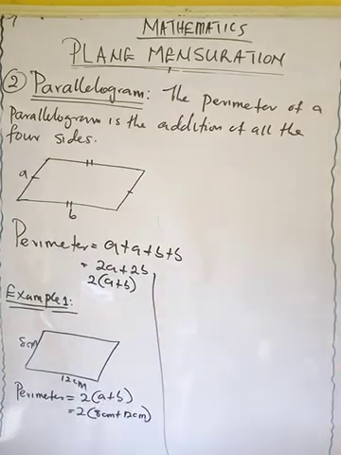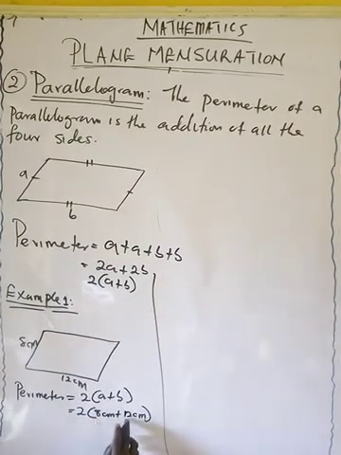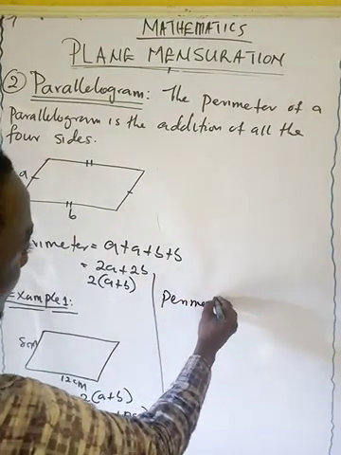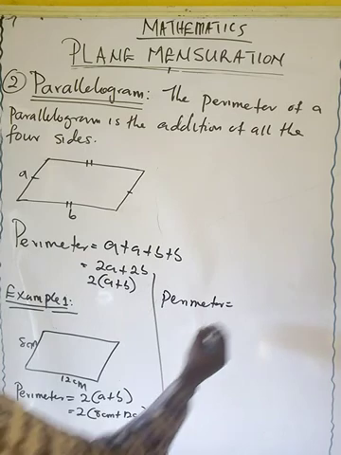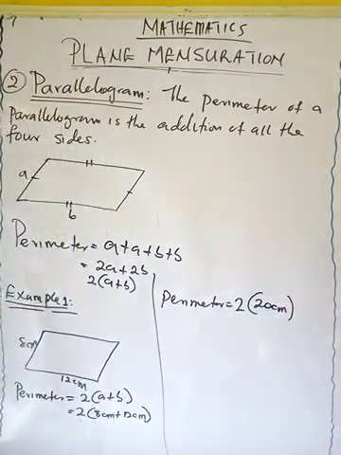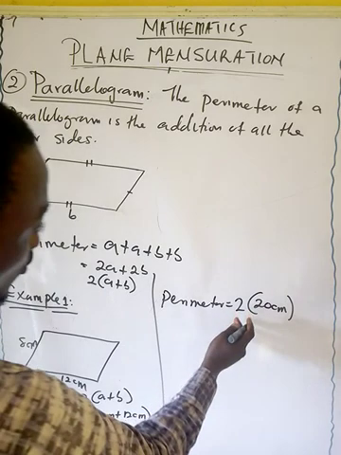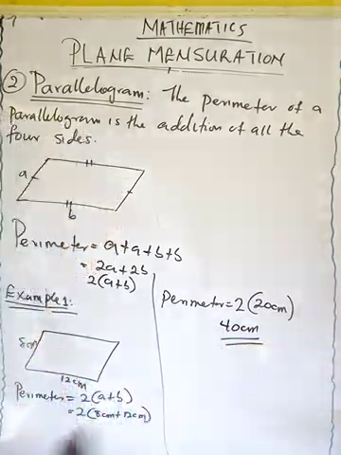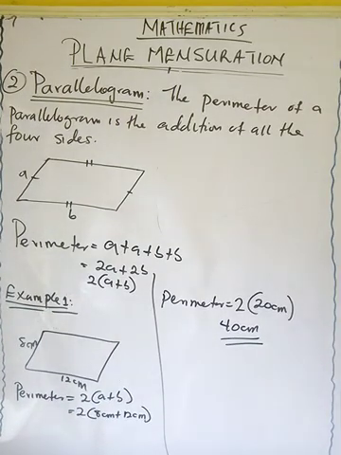So from here, what we have is 2 times 8 plus 12, our perimeter. 8 plus 12 is what? 20 centimeter. Then 20 centimeter, 20 times 2 will give us 40 centimeter. That's how to calculate the perimeter of a parallelogram.